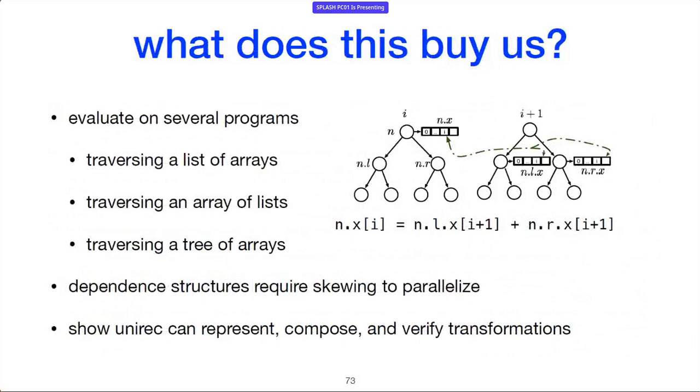And so really quickly, what this buys us: we evaluate it on a bunch of different programs, including things like this that look like trees of arrays that are being manipulated in crazy ways. The dependent structures in these programs mean that you cannot parallelize these codes unless you do something like skewing to run them in a tilted way. And we show that we can represent the transformation, we can reason about the transformation, show that it's safe, and unsurprisingly, when you parallelize these, you get better performance.